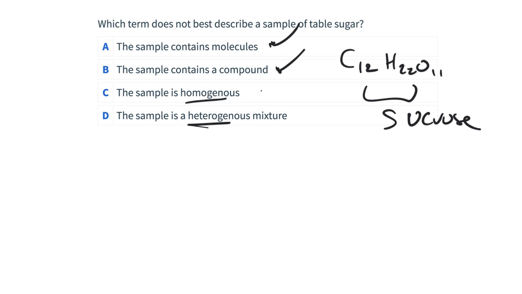So I would certainly say that it's homogeneous. And then the term that would not apply, I think the term that does not describe water is a heterogeneous mixture. And again, this sugar could be more than one component. We're not saying it's not a mixture, we're just saying it's not heterogeneous because I don't see two different phases.